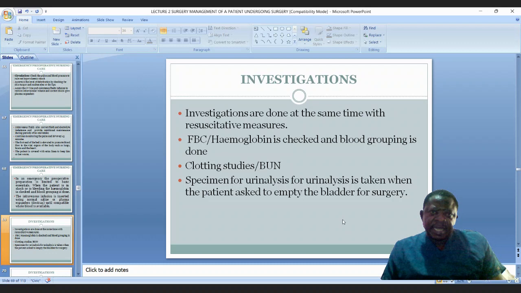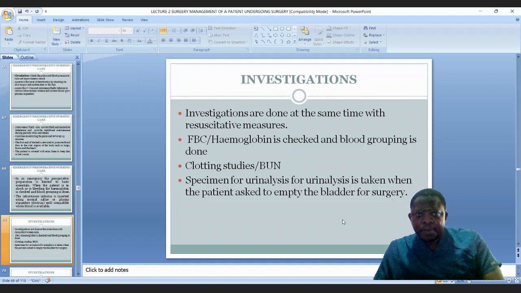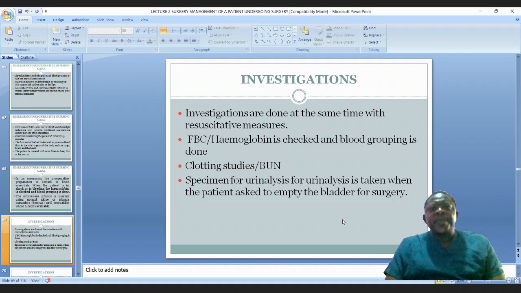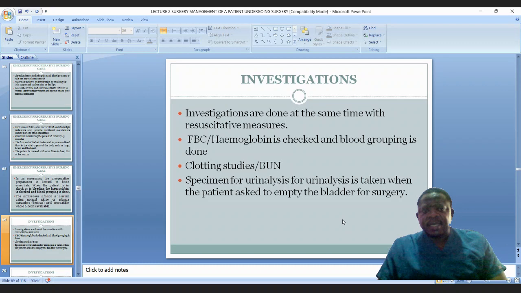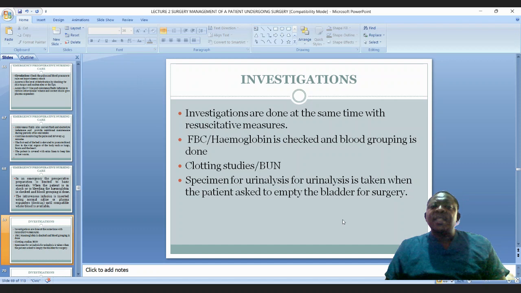For investigation, the mnemonic is HP comp lab. H for history, P for physical examination: inspection, percussion, palpation. Then computerized investigations that are supposed to be done. Computerized investigation includes X-ray, scan. Then lab investigations include hemoglobin level checking and the other samples that you take for laboratory testing. Investigations here are done simultaneously with the resuscitative measures because we are dealing with a pre-op emergency.